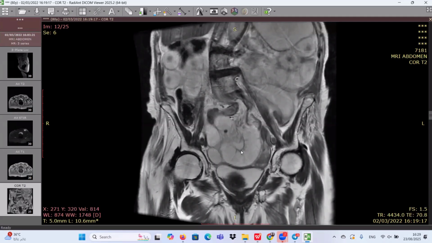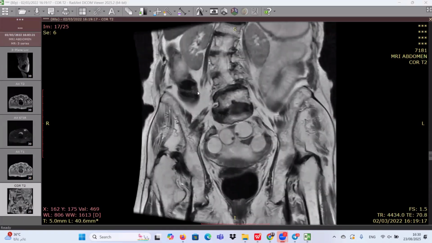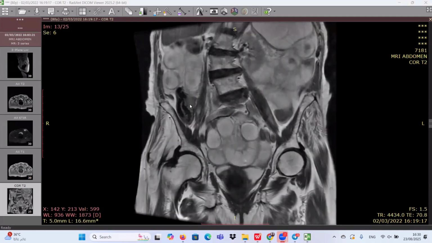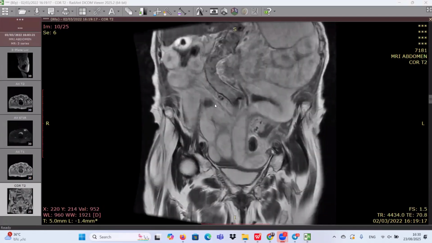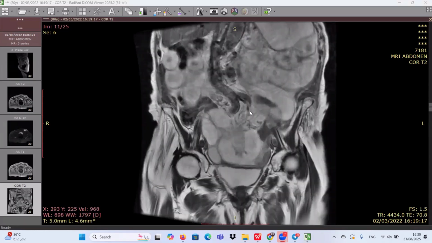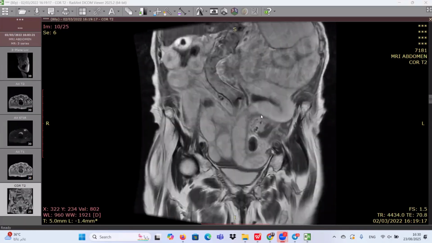Where does the large bowel appear? Can I take control of the mouse? Yes, go ahead. I think the collapsed ones are the large bowel. This is a large bowel. Do you agree with me? Yes. And as you said, we have dilated small bowel loops. Is that correct?